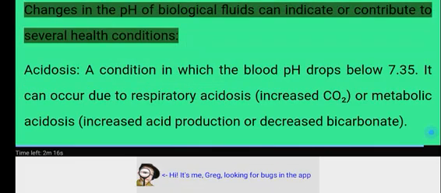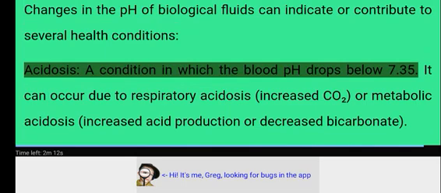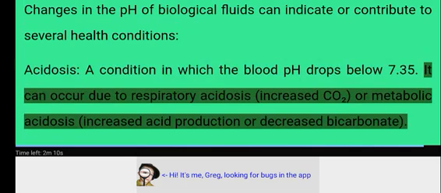pH and disease. Changes in the pH of biological fluids can indicate or contribute to several health conditions. Acidosis is a condition in which the blood pH drops below 7.35. It can occur due to respiratory acidosis, increased CO2, or metabolic acidosis, increased acid production or decreased bicarbonate.